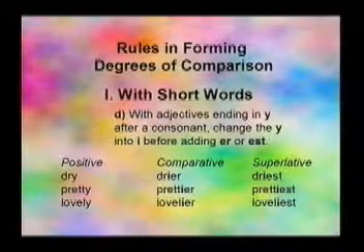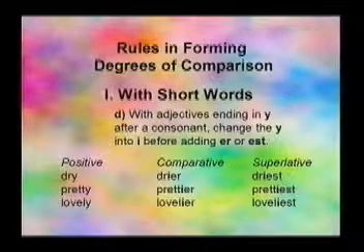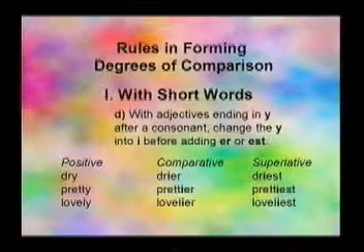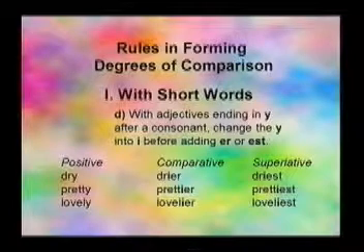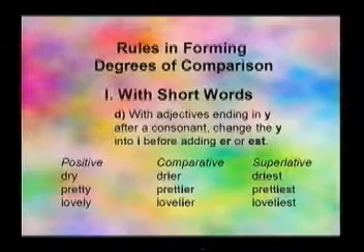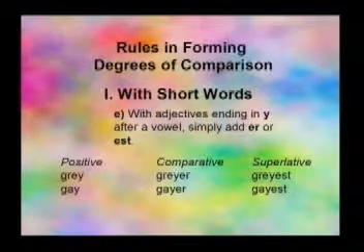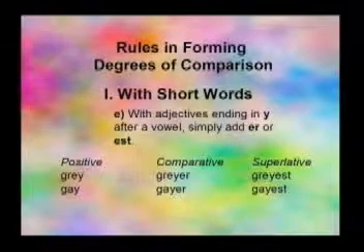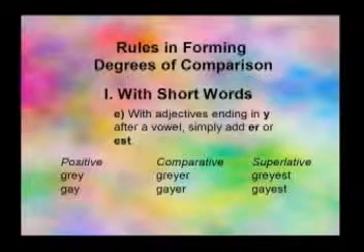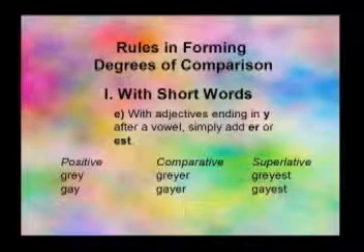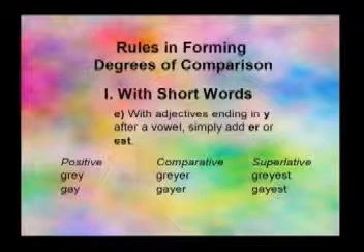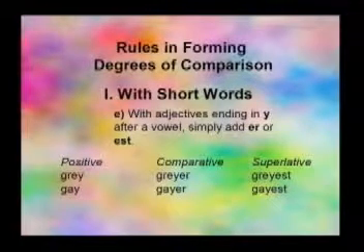For example, positive, dry, comparative, drier, superlative, driest. Pretty, prettier, prettiest. Lovely, lovelier, loveliest. With adjectives ending in Y after a vowel, you simply add the ER or EST. For example, positive, gray, comparative, grayer, superlative, grayest. Gay, gayer, gayest.